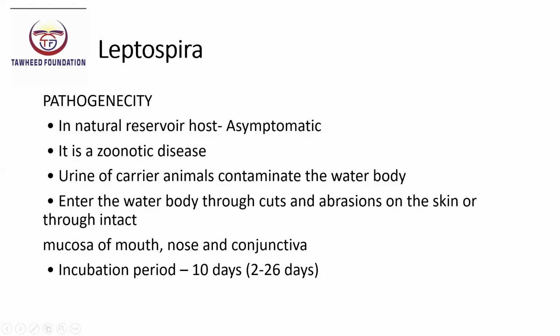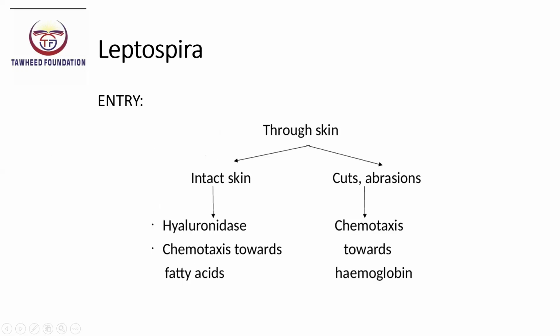So, this Leptospira has a natural reservoir, which means it is asymptomatic in nature. It is a zoonotic disease. Urine of this carrier animal will contaminate the water bodies, and through the water body it enters through cuts and abrasions on the skin or through contact with the mucosa of mouth, nose, and conjunctiva. Incubation period is 10 days on average, that means 2 to 26 days.